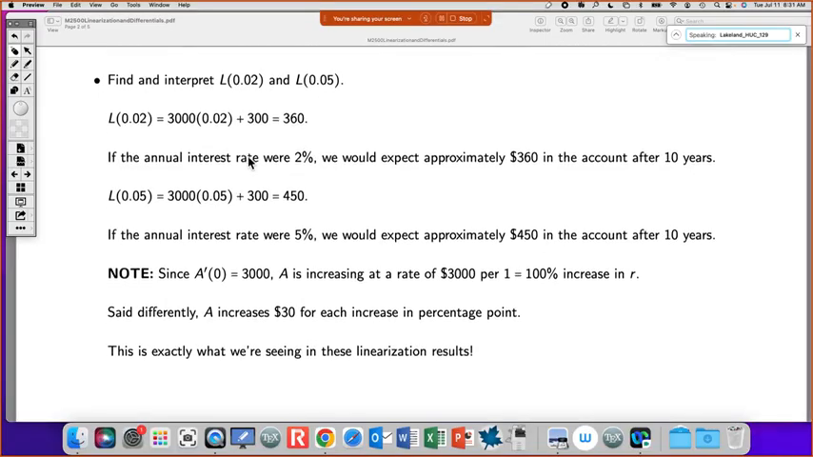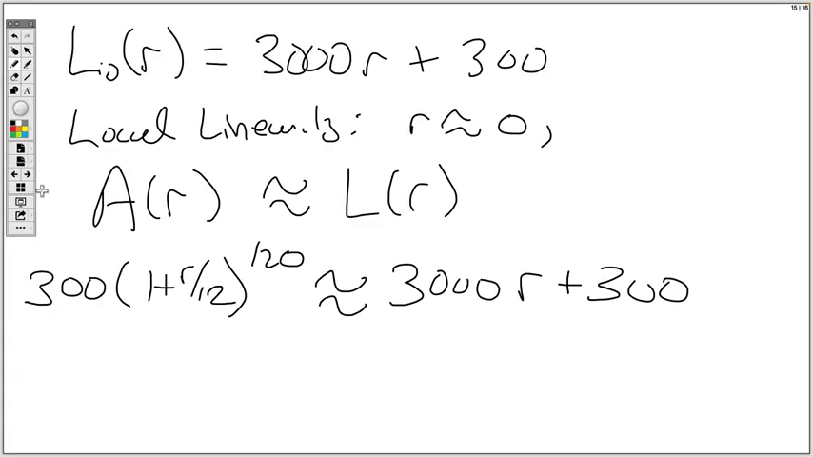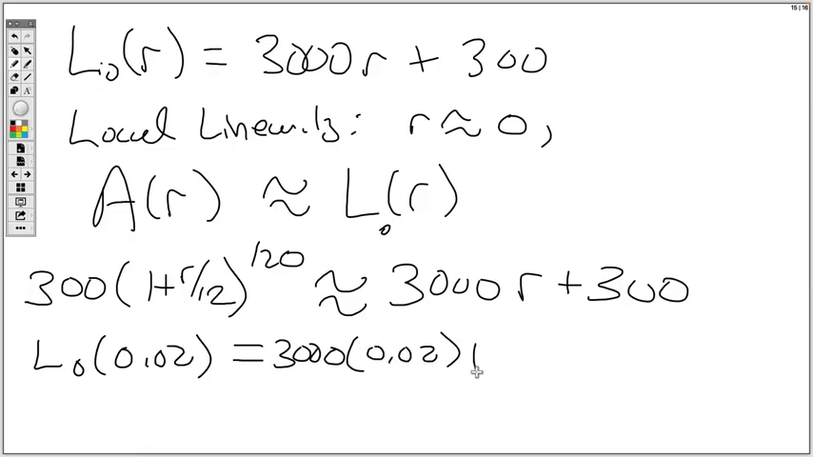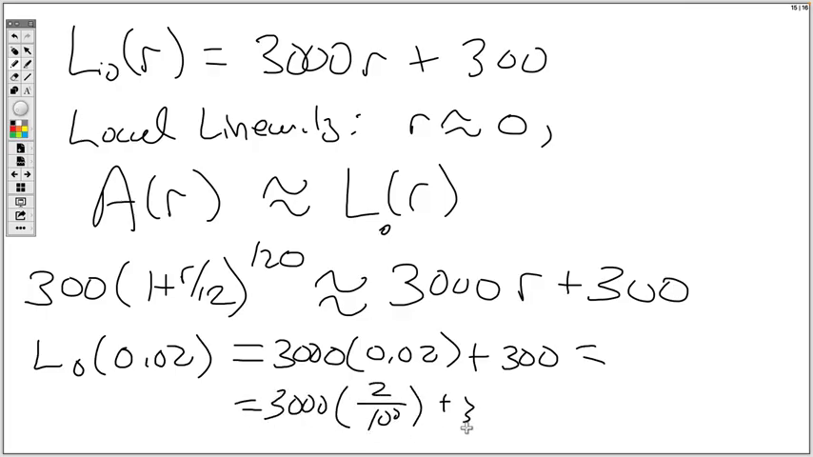Find and interpret L of 0.02 and L of 0.05. So L at 0.02 would be 3,000 times 0.02 plus 300. And once again, we can kind of do this in our head, I think, because think of 0.02 as 2 over 100. So this would be what? 360?